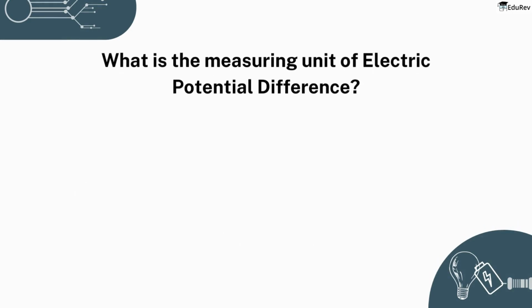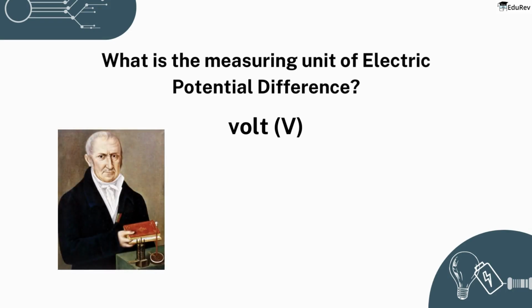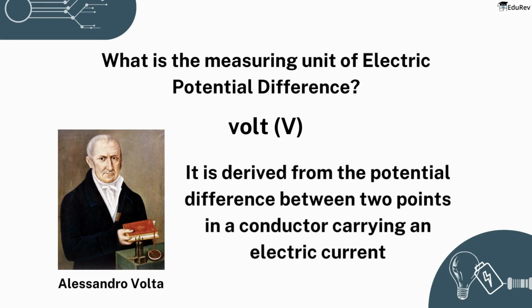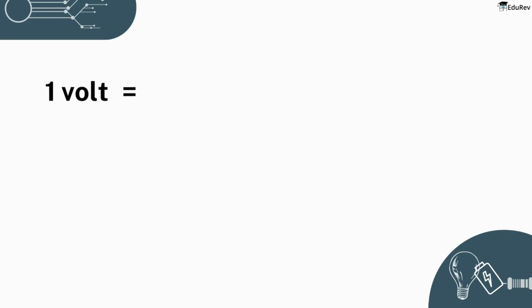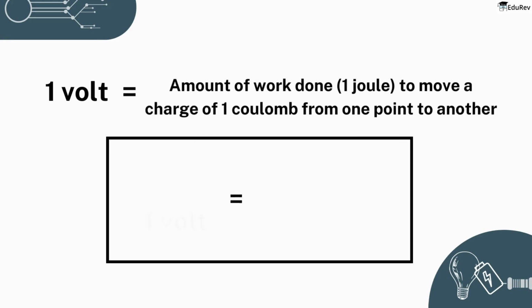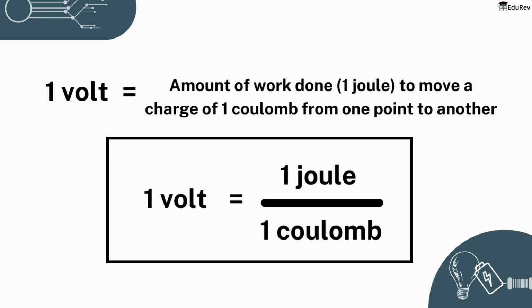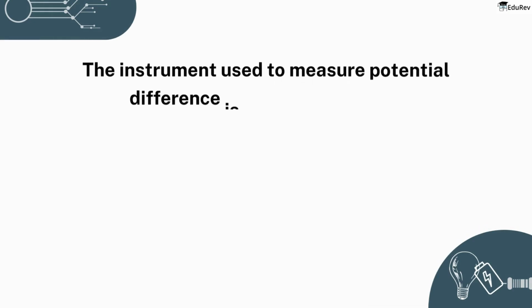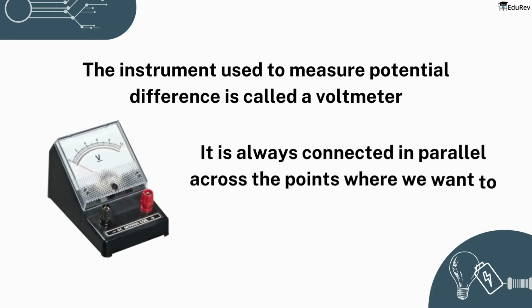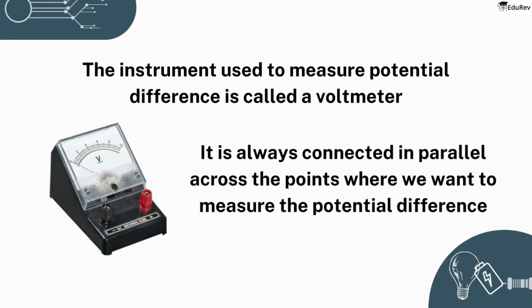Now, what is the measuring unit of electric potential difference? The measuring unit for electric potential is the volt, named after the Italian physicist Alessandro Volta. It is derived from the potential difference between 2 points in a conductor carrying an electric current. 1 volt is equal to the amount of work done, 1 joule, to move a charge of 1 coulomb from one point to another. In simple terms, 1 volt is equal to 1 joule per 1 coulomb. The instrument used to measure potential difference is called a voltmeter. It is always connected in parallel across the points where we want to measure the potential difference.